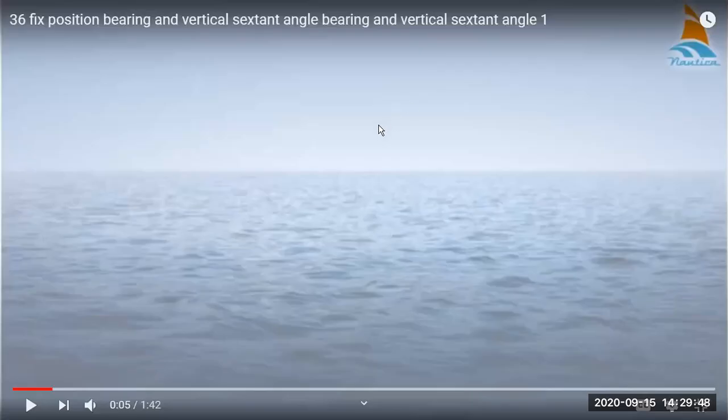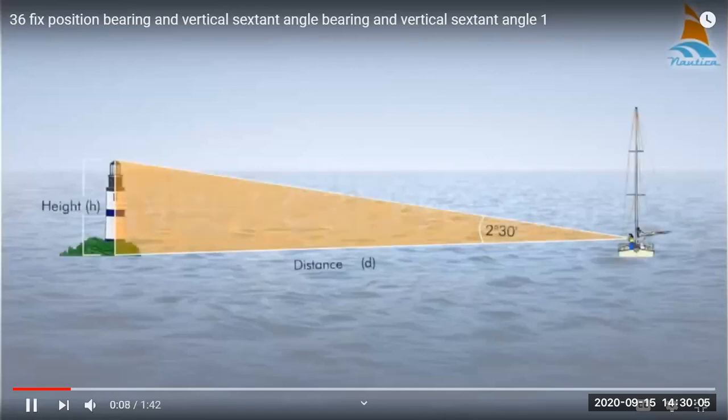Now let's see vertical sextant angle. As the name suggests, we are using the sextant to measure the angle of the lighthouse for the vertical height to get the distance off from the lighthouse for obtaining a fix with the bearing and distance.